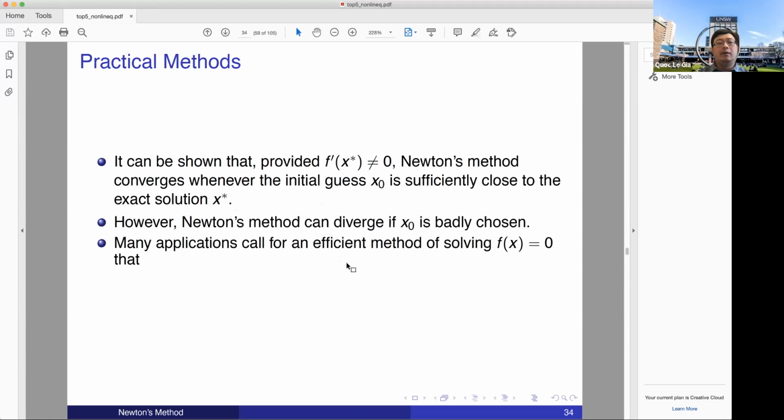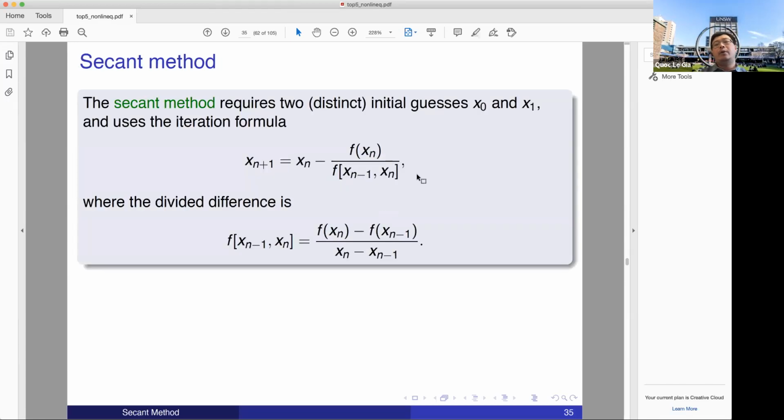And then, in many cases you have f of x, but not the derivative of f. Suppose you measure the data at some points, then you get the value of the function only, not the derivatives. So how do we fix the problem that we don't have a derivative? People fix that by the secant method.